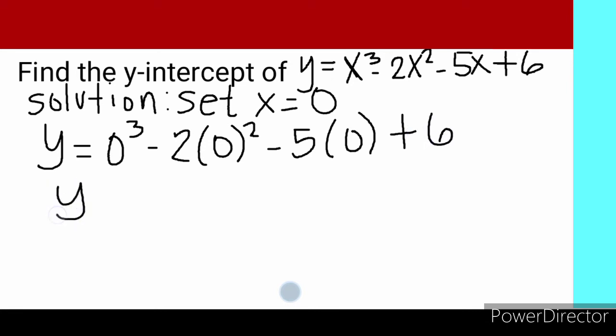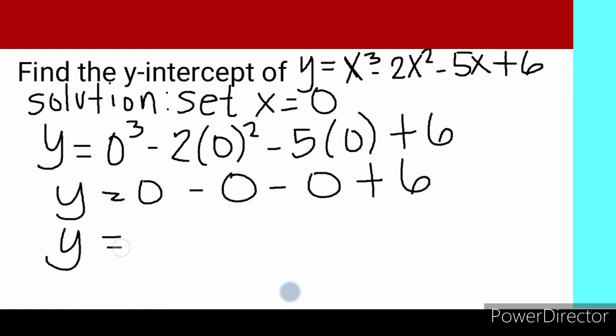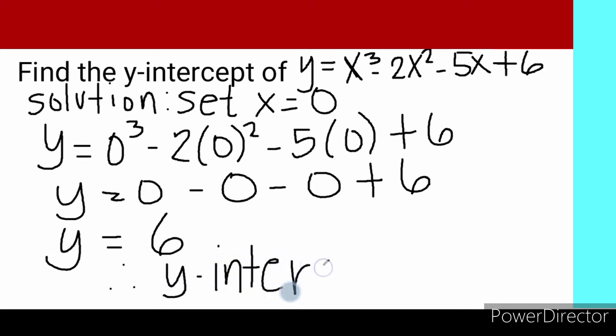Okay, so lahat ng x pinalitan ng 0. And then 0 cubed is 0. So negative 2 times 0 squared is 0. Negative 5 times 0 is 0 plus 6. Then y is equal to positive 6. Okay, therefore, our y-intercept is positive 6.